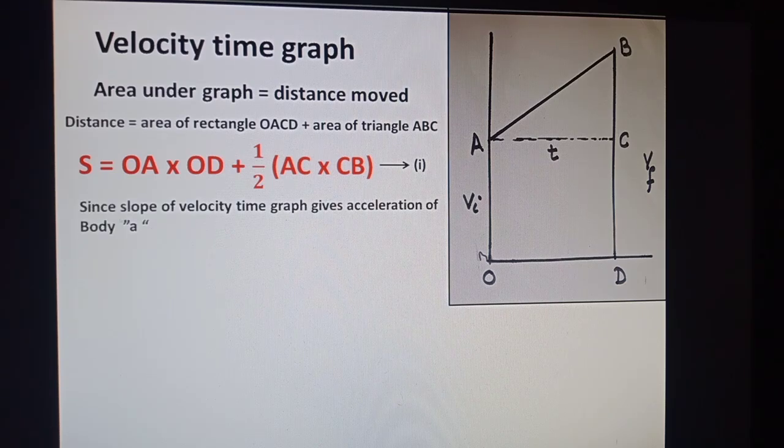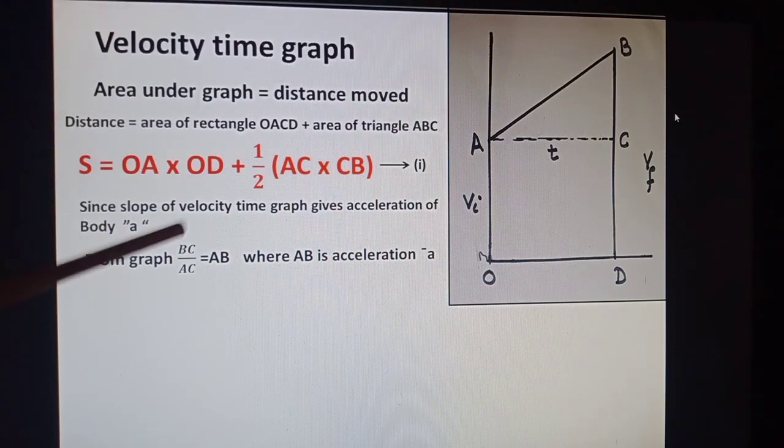Secondly, from the graph, the slope of the graph gives the acceleration of the body. The line from A to B is the slope that represents the acceleration. Now, to calculate this value of acceleration or slope, we proceed like this. We divide the perpendicular side by the base to get the slope. So, from the graph, BC divided by AC will give us the slope, where slope is called acceleration. So, AB is the acceleration. So, BC over AC is equal to a.